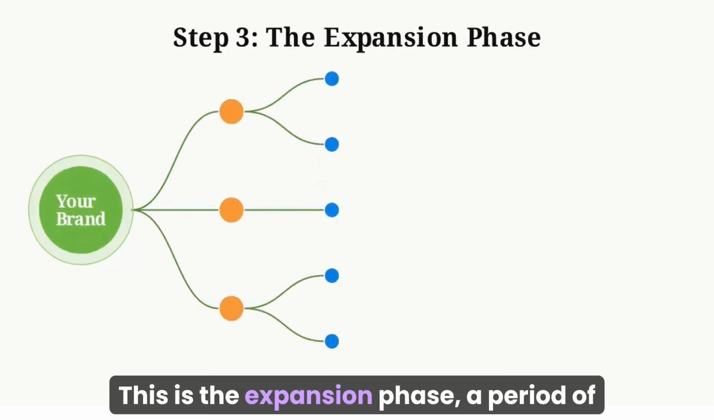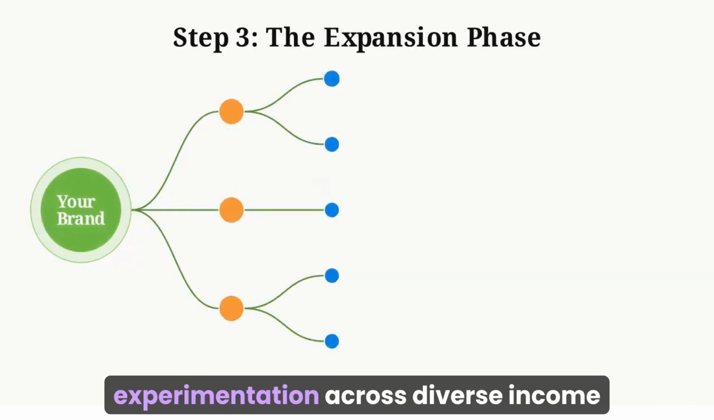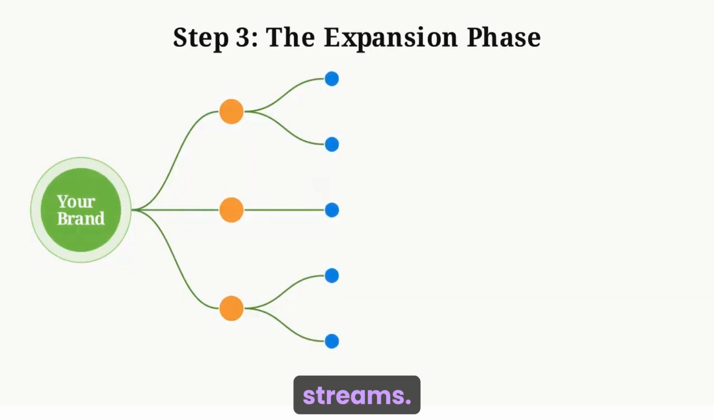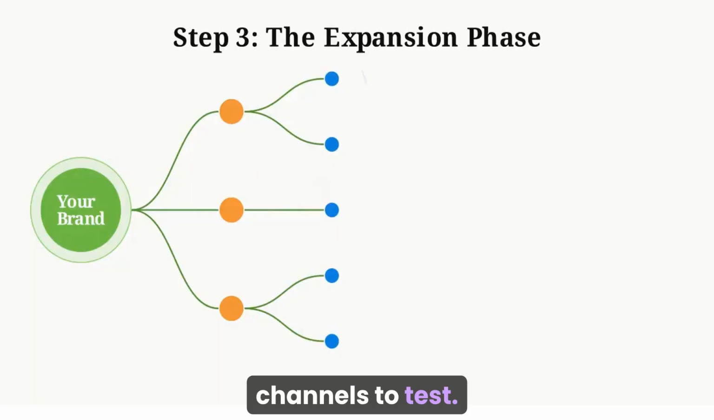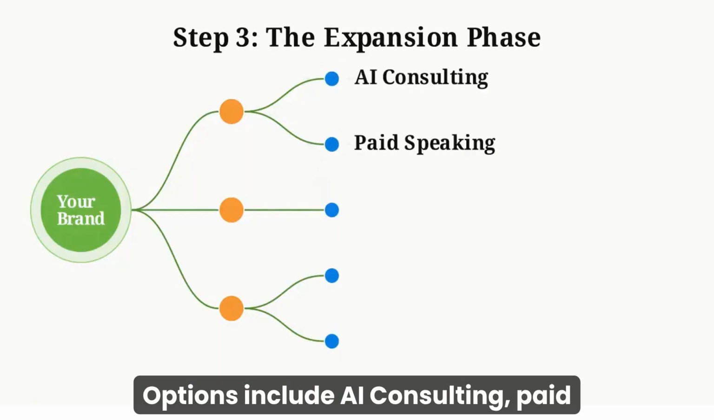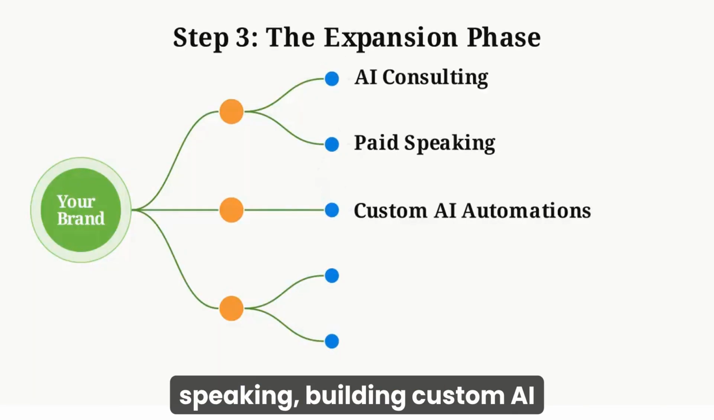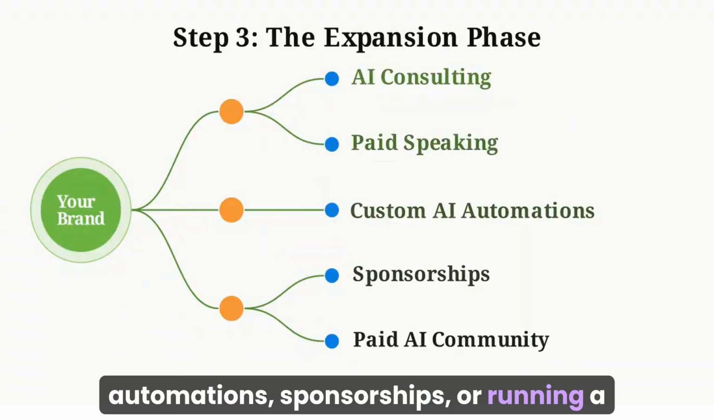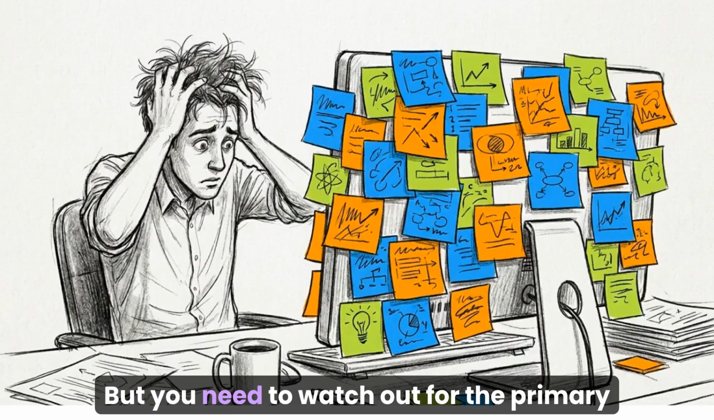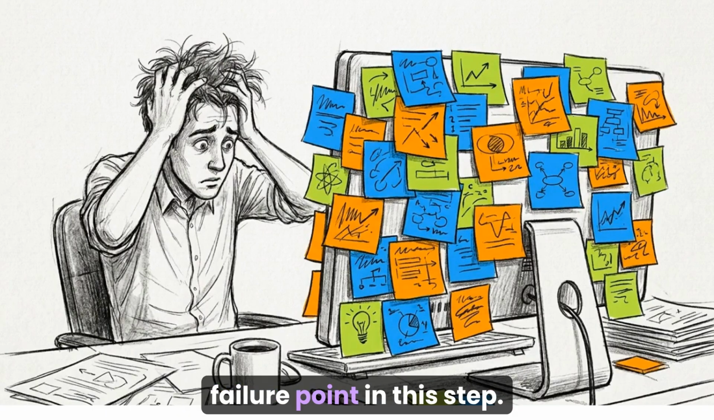This is the expansion phase, a period of experimentation across diverse income streams. Write down 3 distinct monetization channels to test. Options include AI consulting, paid speaking, building custom AI automations, sponsorships, or running a paid community. But you need to watch out for the primary failure point in this step.